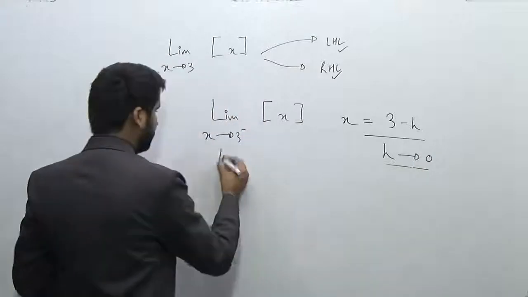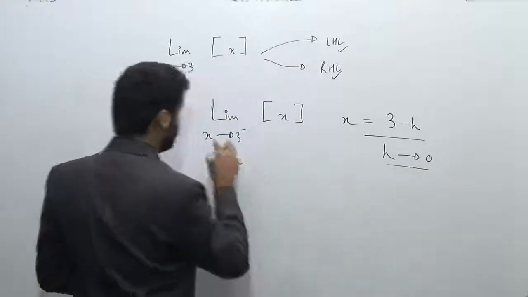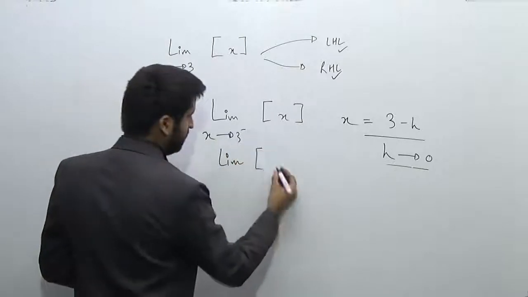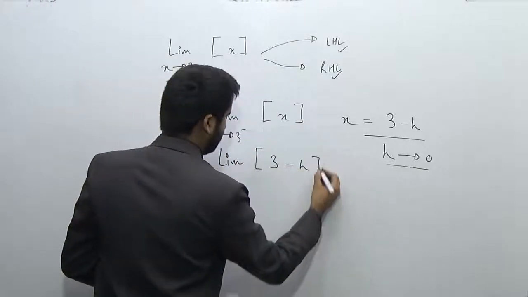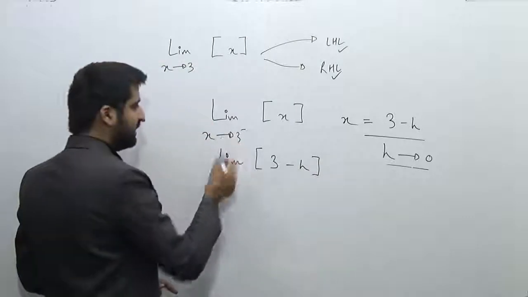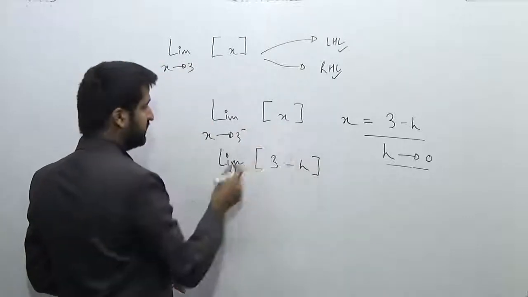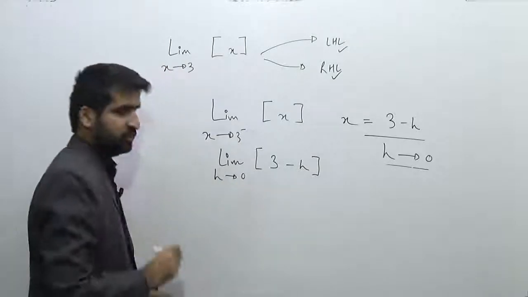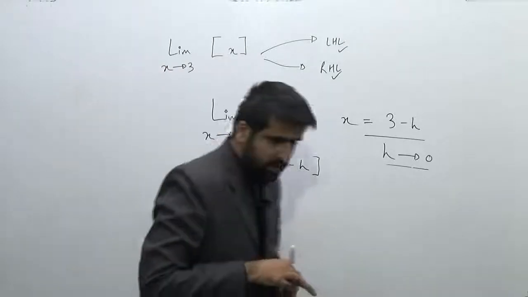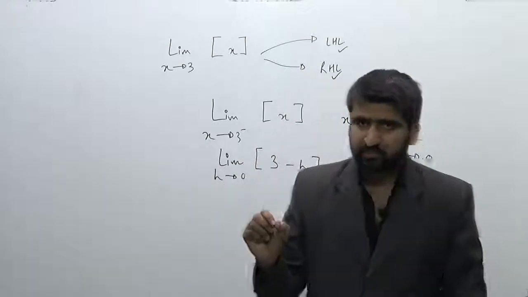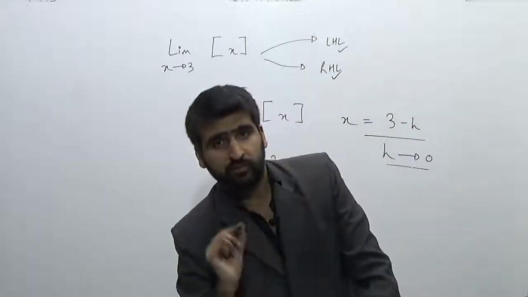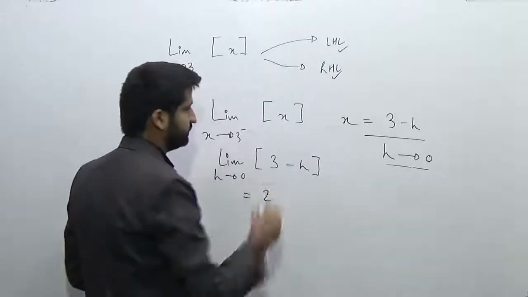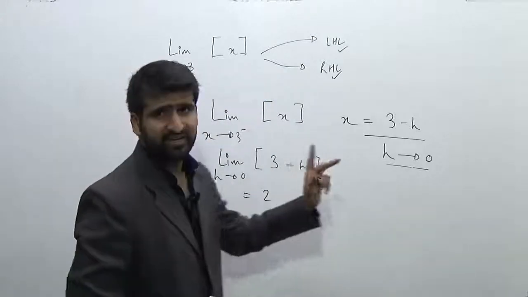Now the limit will change from x to h. I am writing 3 minus h over here. The variable here was x, and the variable in this case is h. So here we have h tending to 0. Now we know that for all the numbers which are lesser than 3, the box of those numbers will be equal to 2. So this limit will come out to be 2. With the graph also we can see this.